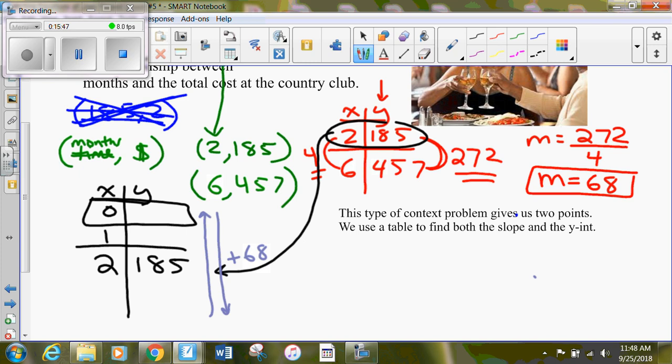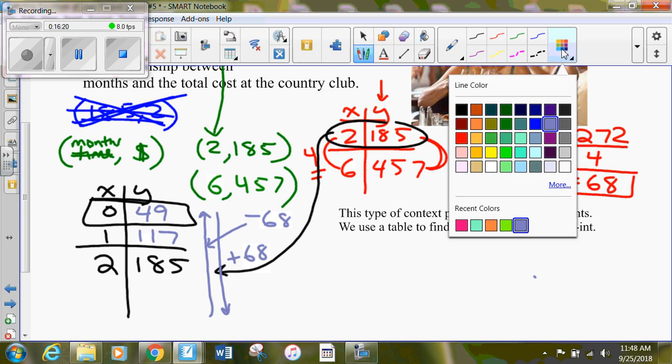So we're going to work up the table. And when we work up the table, we do the opposite of the slope. If we're adding 68 as we move down the table, then we're subtracting 68 as we move up the table. So let's get our calculators out, and we do 185 minus 68. We get 117. We do 117 minus 68, and we get 49. That is our y-intercept.